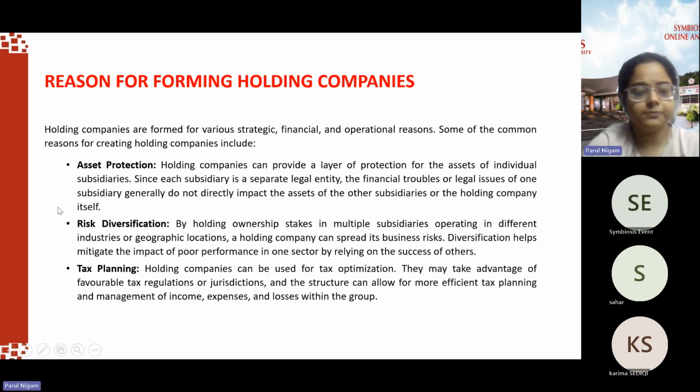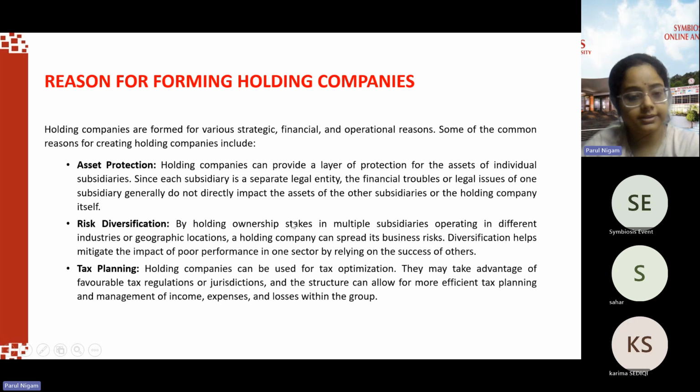Okay, so asset protection. Holding companies can provide a layer of protection for the assets of individual subsidiaries. Since each subsidiary is a separate legal entity, the financial troubles or legal issues of one subsidiary generally do not directly impact the assets of other subsidiaries or the holding company itself.